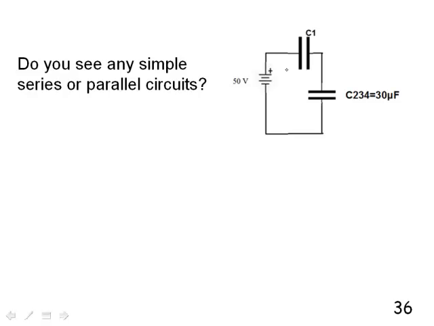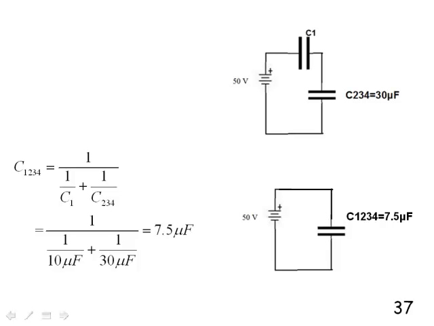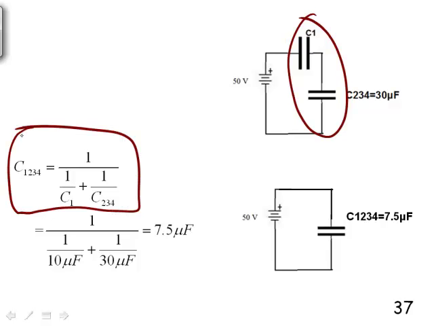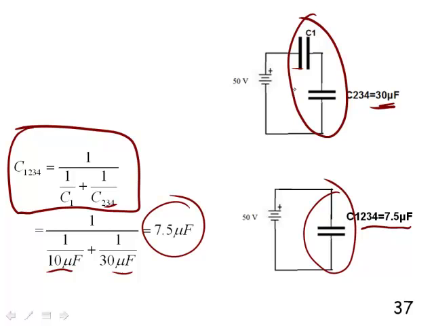Well, you should notice that if you were an ant going through this door, you would have to go through that door to get out. So those two elements are in series with one another. So I'm going to calculate the equivalent capacitance of those two capacitors in series by using my equation for the equivalent capacitance of series capacitors. So that's 1 over C1, which was 10, plus 1 over C234, which was 30. We just calculated that. And I end up with 7.5 microfarads as the equivalent capacitance of these two capacitors together.